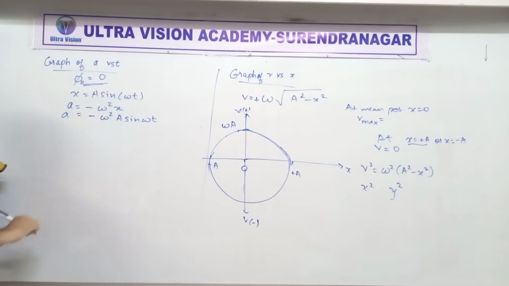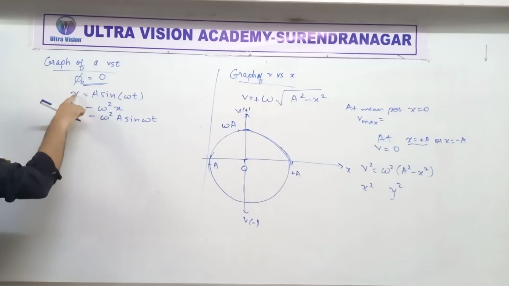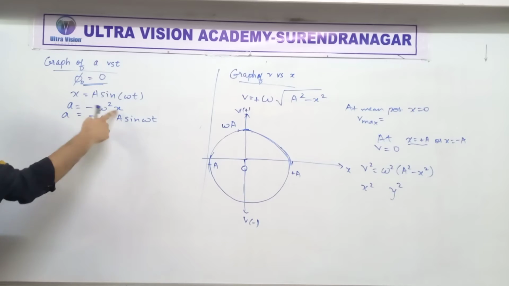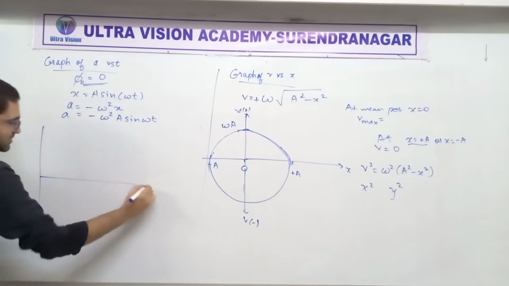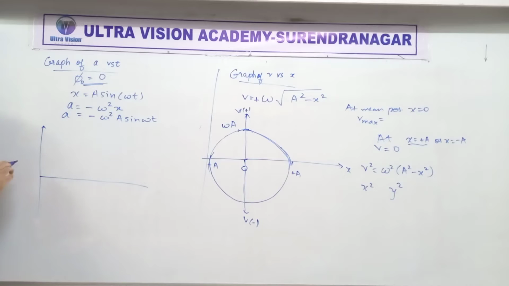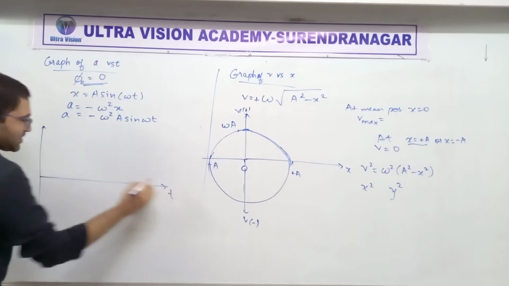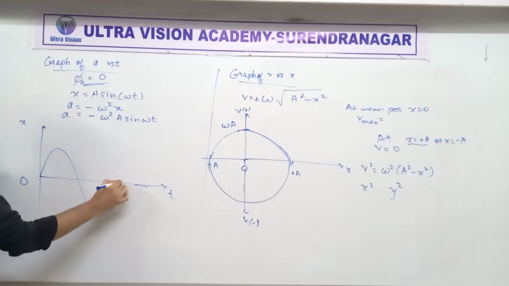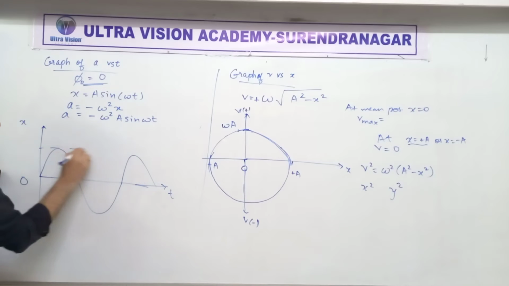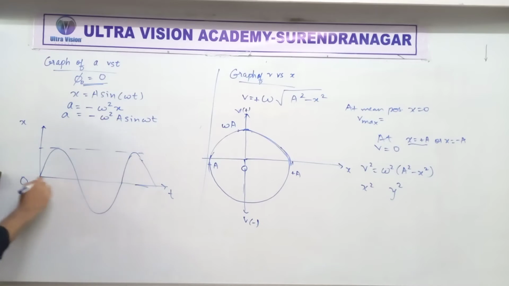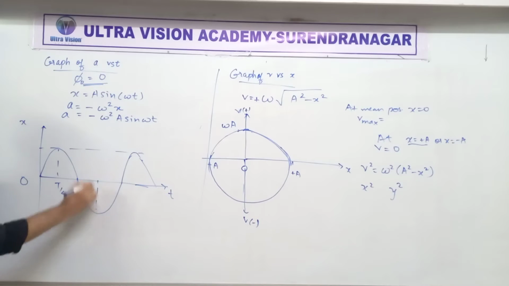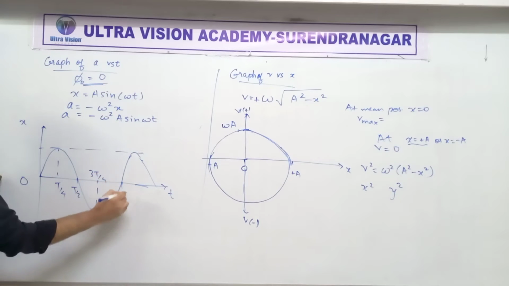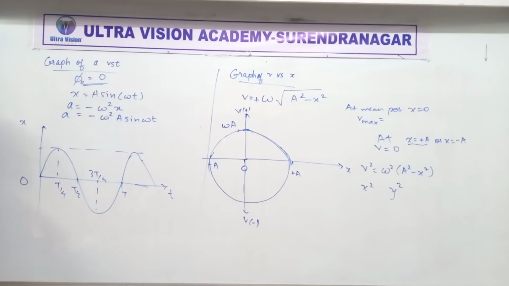So what this means is that a and x are going to be in opposite manner in the graph as well. For example, listen to this carefully. Suppose we draw the graph of x first. We have already done it, I will not spend too much time. It's going to be like this. Here time is 0, this is T/4, this is T/2, this is 3T/4, and this is T, and so on. This is the graph of x.